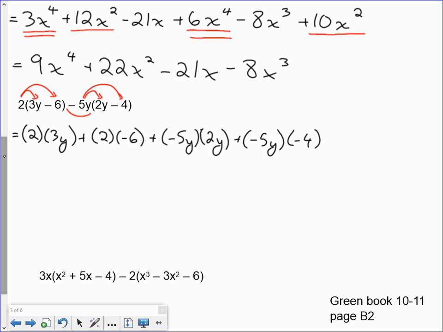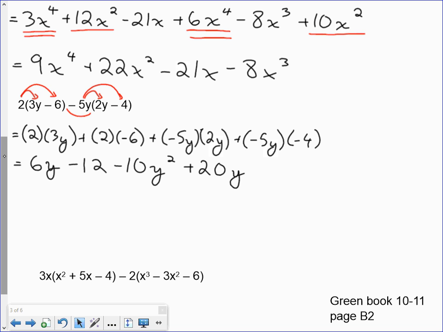All right, let's do our multiplication here. 2 times 3y, 6y. 2 times negative 6, negative 12. Negative 5y times 2y. Let's see, negative 5 times 2 is negative 10. Y times y is y squared. And then negative 5y times negative 4. Negative 5 times negative 4. Two negatives give us a positive. And we're left with a y.